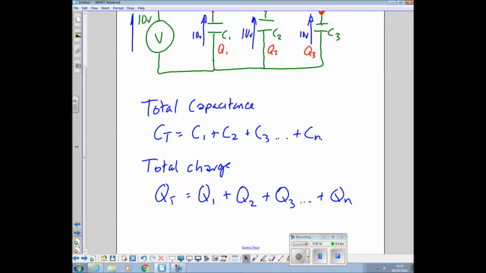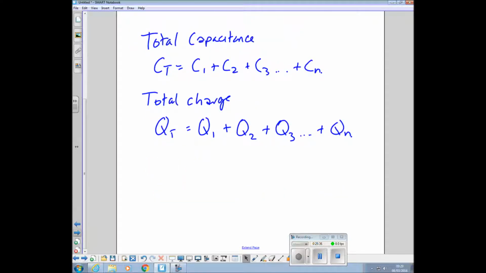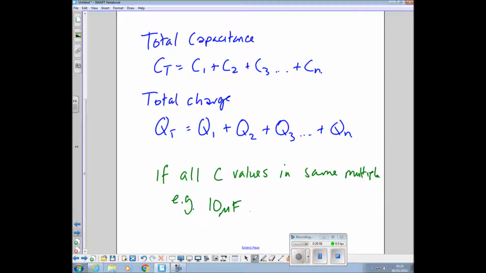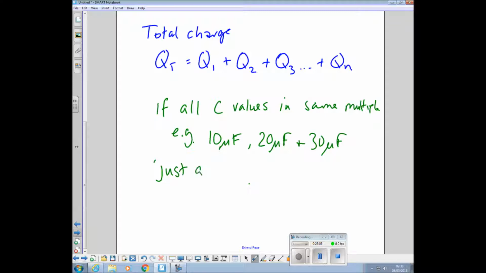Yeah. So, one thing further to note, if all C values, capacitor values, are in the same multiple, e.g. 10 microfarad, 20 microfarad, and 30 microfarad, just add the numbers and the answer is in microfarads.